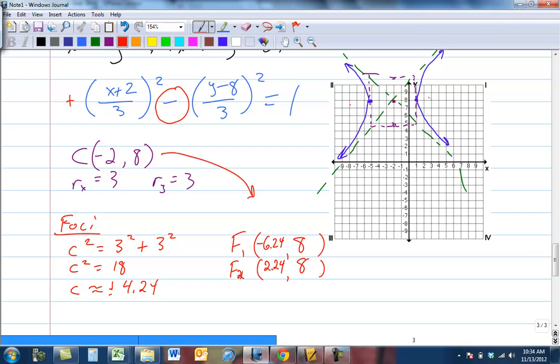So, plot these 2 points. This is F2, -6.24. This is F1. So those are our 2 foci.